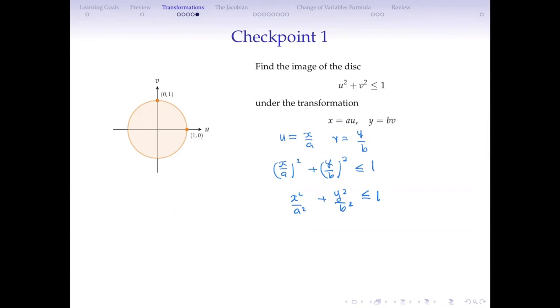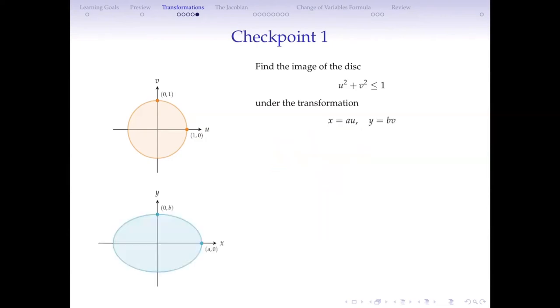So what the image region is, is the following. It's actually an ellipse that cuts the x-axis at x equals a and the y-axis at y equals b, and of course also at the negatives of those two points. So this transformation maps a circle into an ellipse.